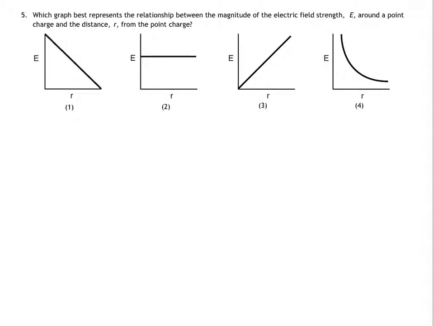Which graph best represents the relationship between the magnitude of the electric field strength E around a point charge and the distance, r, from the point charge? So consider a positive conducting sphere and the field that would surround it. Remember, this is based on a positive test charge. So you would see lines traveling outwards from the sphere, not curving because they're not curving towards anything. They're just trying to go straight away from the positive sphere.